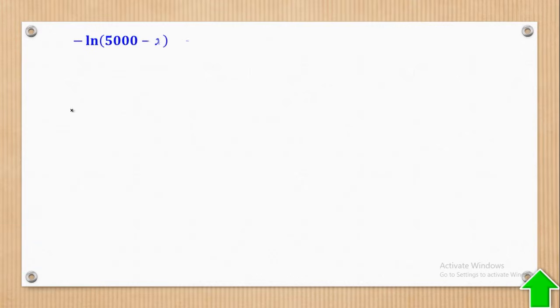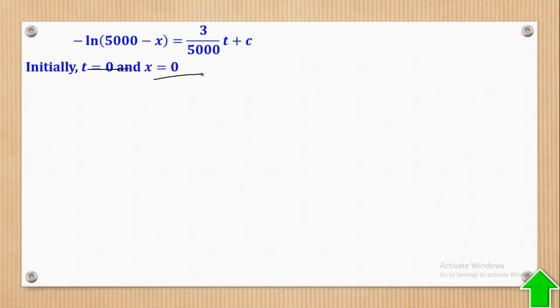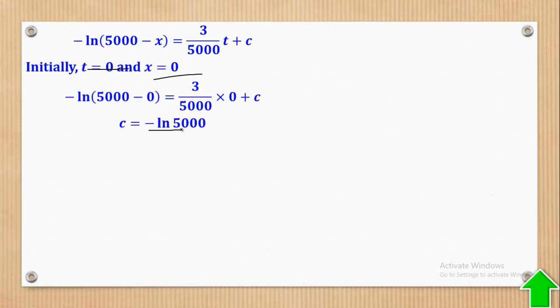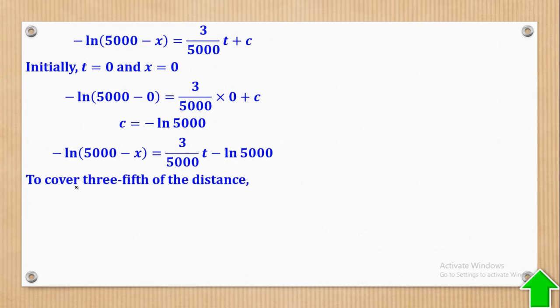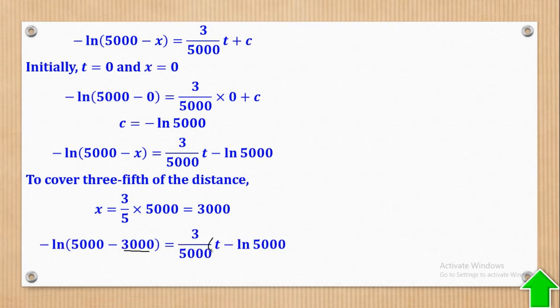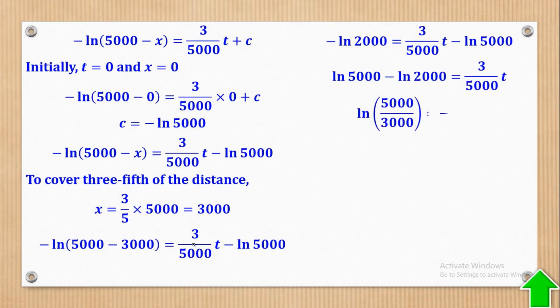So integrating will give us that line. Initially t is equal to 0 and x is equal to 0, so substitute for t and for x to come up with the value of c as that. Therefore the equation now becomes this. Now to cover 3/5 of the distance, it implies that x is equal to 3/5 times 5000, which is 3000. When x is 3000, I'll come and substitute for x and look for a way of making t the subject. So in the end, t will be equal to that.